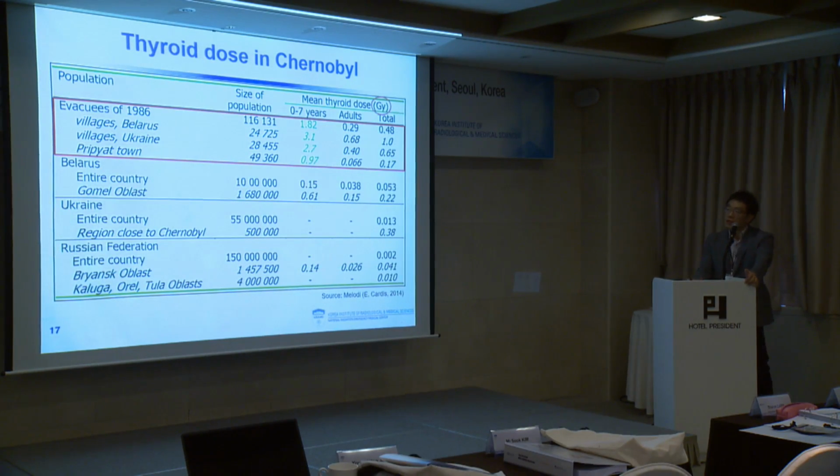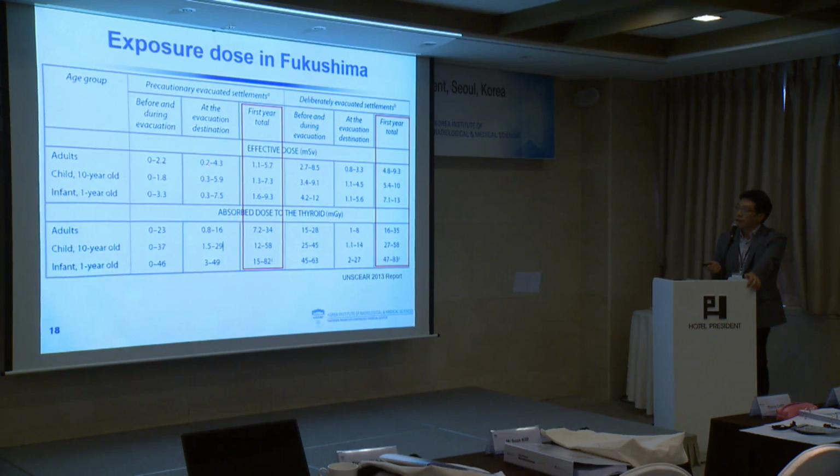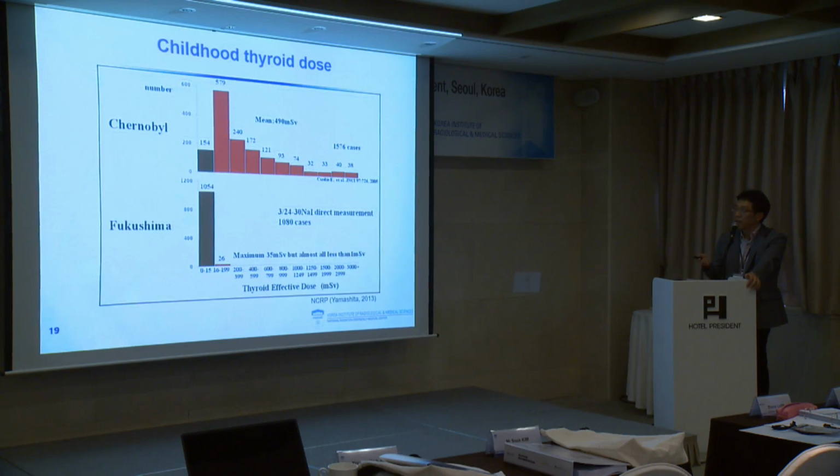But the thyroid dose in Chernobyl is quite large, especially for young children. Their thyroid dose is over 1 gray, or up to 33 gray. But in the Fukushima cases, the effective dose and observed thyroid dose are quite small compared to the Chernobyl cases. So let's look at the comparison of thyroid doses for children. In Chernobyl the mean thyroid dose is about 500 millisievert, and in Fukushima most children were exposed to less than 1 millisievert.